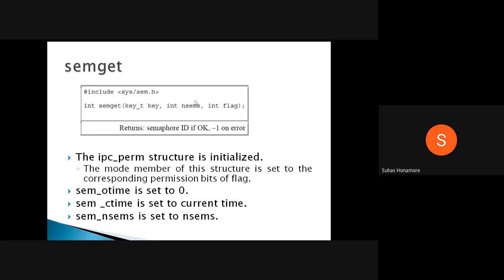Whenever you use the semaphore the first time, you will call semaphore get. If it is successfully executed, it will return an ID, that is the semaphore ID. Normally we say SEM ID. If any failure happens, it will return -1. This is called the first time whenever you create a semaphore. After that you have to use it.